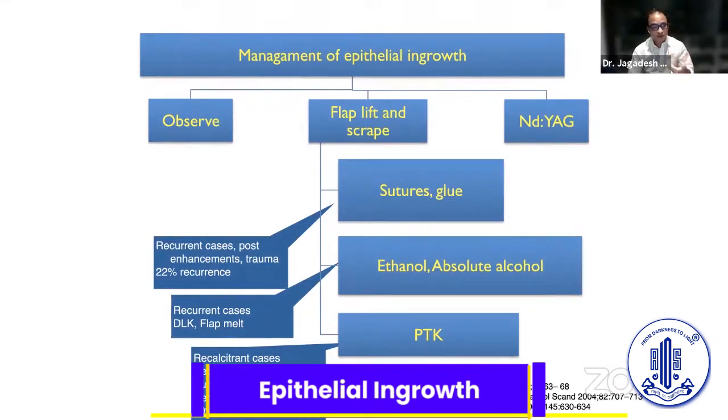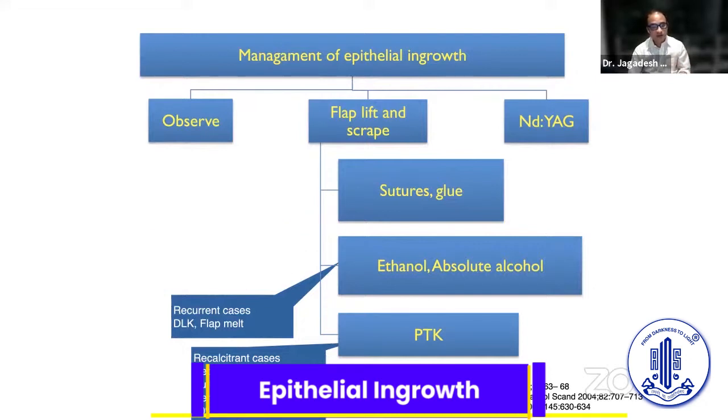So we do not know the configuration of the flap. We did notice a lot of scarring in the periphery. Lifting such a flap is very difficult to keep back. And also with these maneuvers, the recurrence of epithelial ingrowth is very high. What about using adjuvant therapies like ethanol or absolute alcohol? Here also you will see a lot of complications like recurrences, DLK, and flap melt.